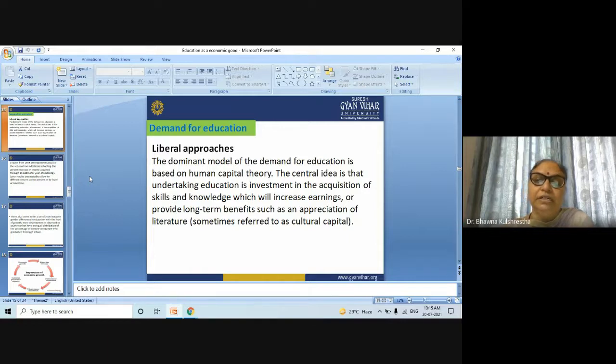The central idea is that undertaking education is investment in the acquisition of skills and knowledge which will increase earnings or provide long term benefits, such as an appreciation of literature, sometimes referred to as cultural capital.